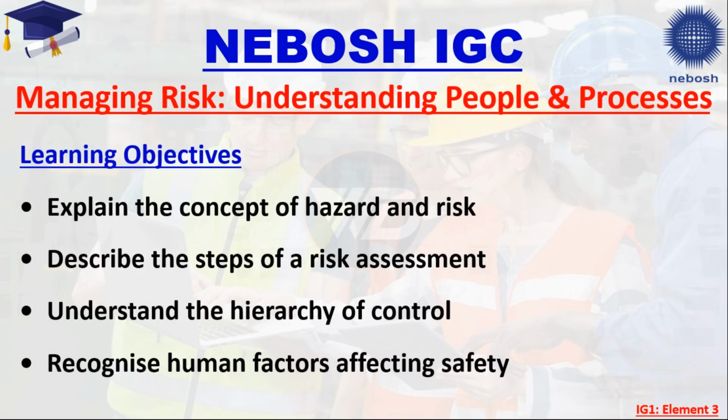Learning objectives. By the end of this element, you should be able to clearly explain what a hazard is and what a risk is, and understand the important difference between them. You should be able to describe the step-by-step process of carrying out a risk assessment, from identifying hazards to recording and reviewing the findings. You'll also learn the hierarchy of control, a structured way to choose the most effective risk control measures. Finally, we'll discuss human factors, how behavior, perception, and human limitations can influence safety.